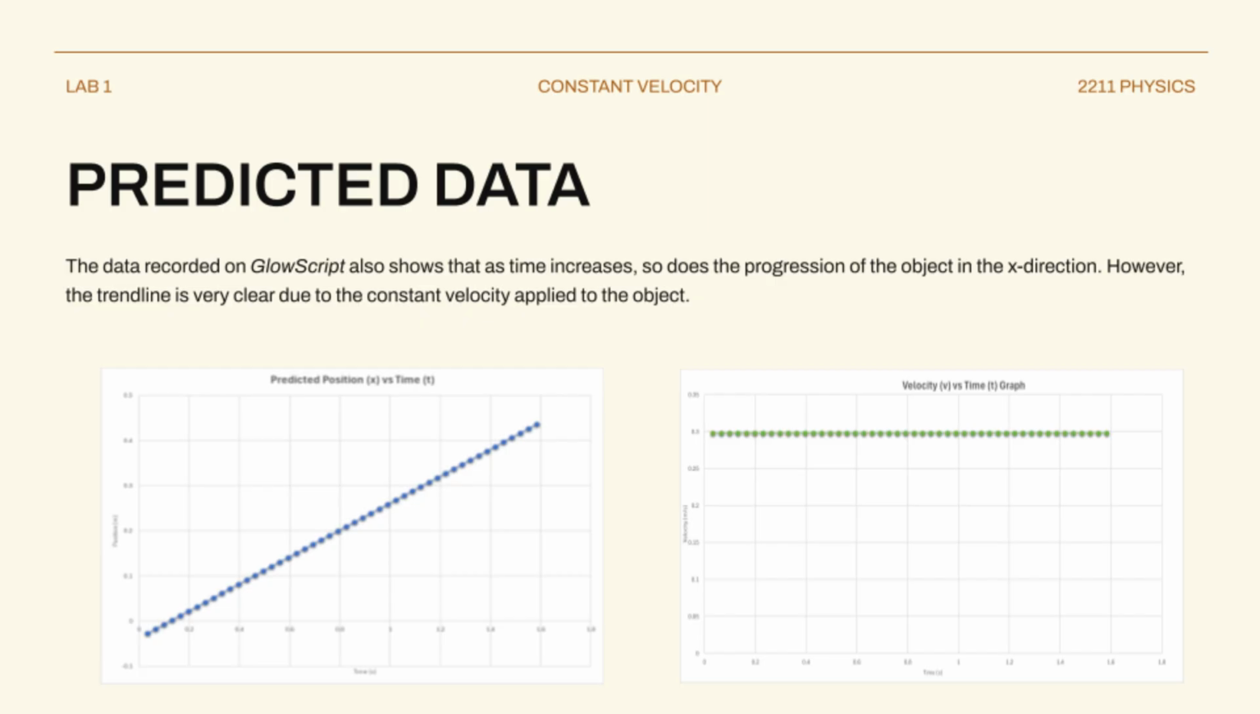So for the predicted data, it was very similar to the observed data. The main difference is, as we mentioned, the constant velocity, which you can see in the graph on the right, that it is just a straight line across the time and the velocity measured. And the predicted position and the time graph is also very similar to the observed, but it follows the trend line due to the constant velocity.